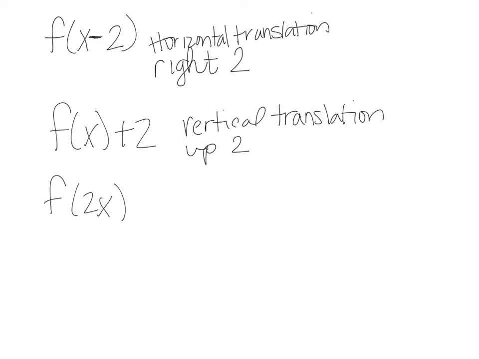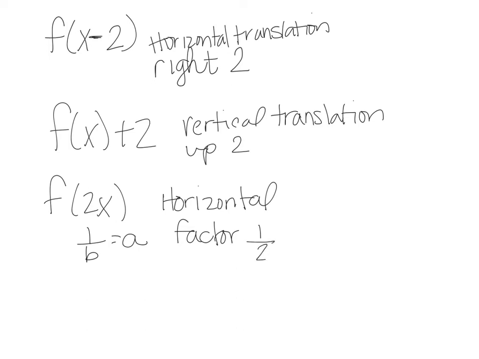If we have f of 2x, the 2 is inside, so we're talking horizontal. And I don't want to talk about whether it's a shrink or a stretch until we look at what the factor is. The factor, remember we said that b, the number inside, 1 over b is equal to a, the factor. So my factor in this case is 1 over 2. Well, since this is between 0 and 1, it's a horizontal shrink factor of 1/2.